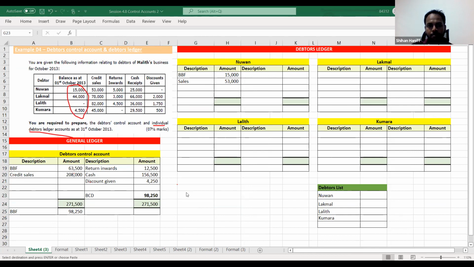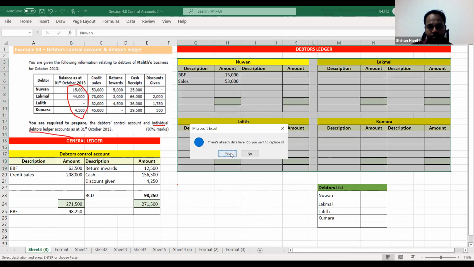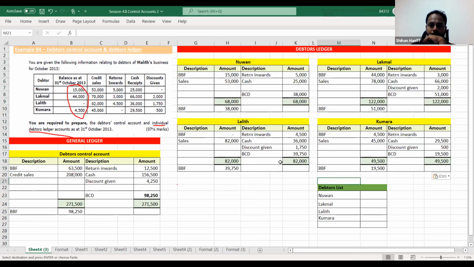I'm not going to do it one by one because we have to do more questions. But check the answer. Individual accounts: 38,000, 51,000, 19,500, 39,750.